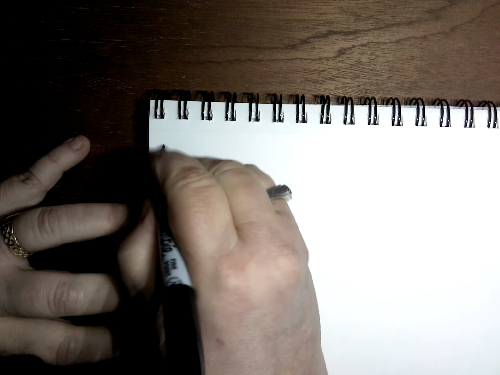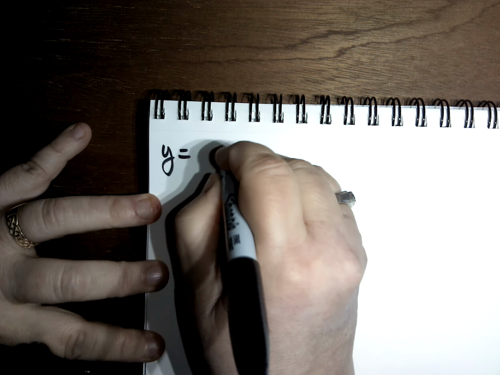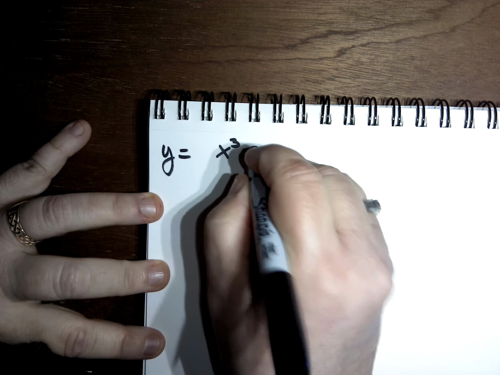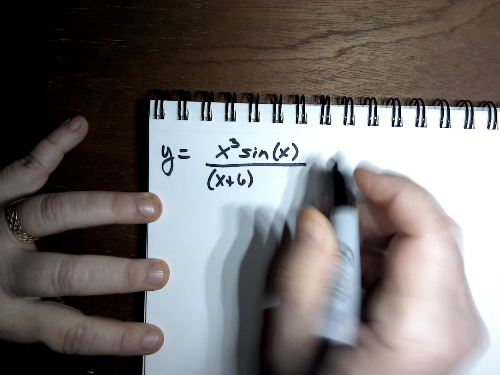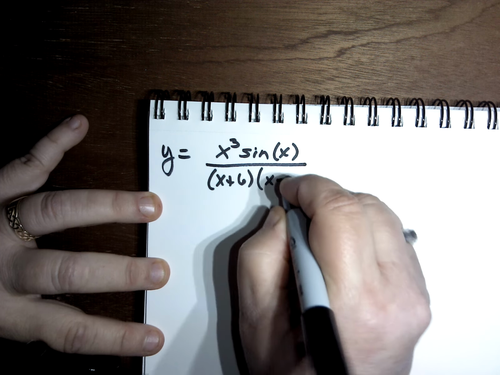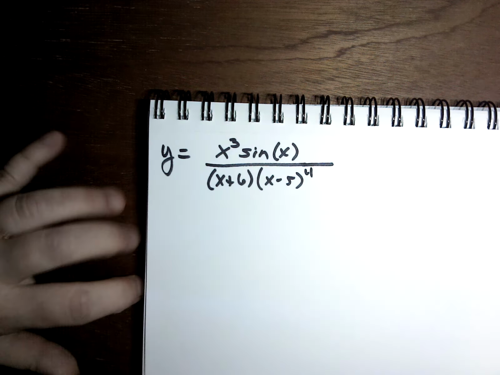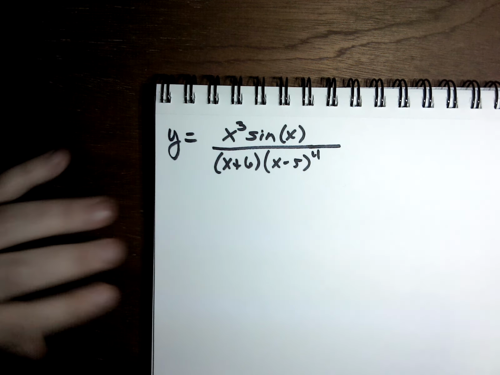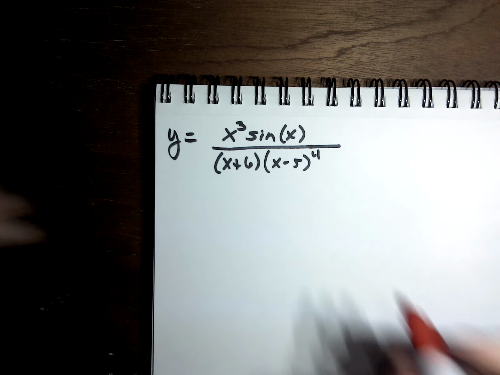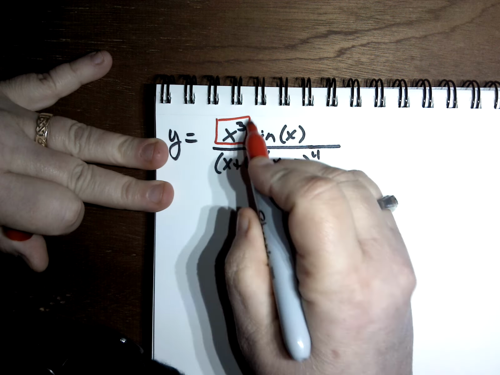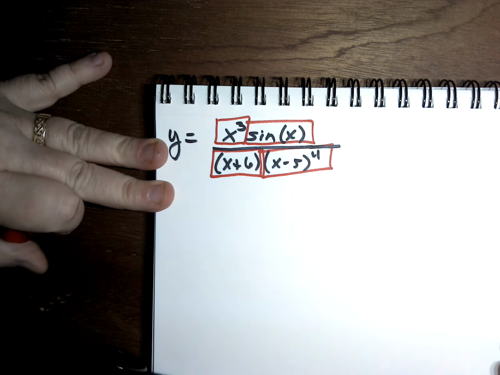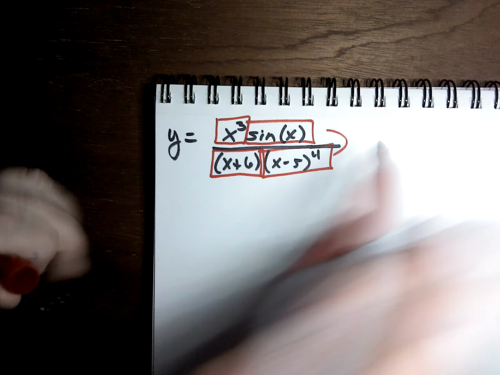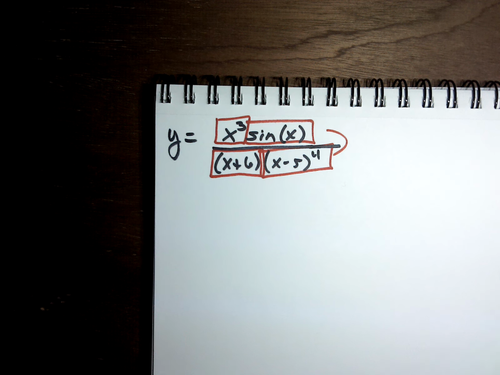Let's do another one of those. Same idea. Let's have x cubed times sine of x, over x plus 6 times x minus 5 to the 4th. So I don't want to multiply that out. Okay, so I have four functions here that are wrapped all together. That one times that one. And on the bottom I have the product of these two guys. And then I have a big old quotient between the two of them. So let's see if I have enough room for this.